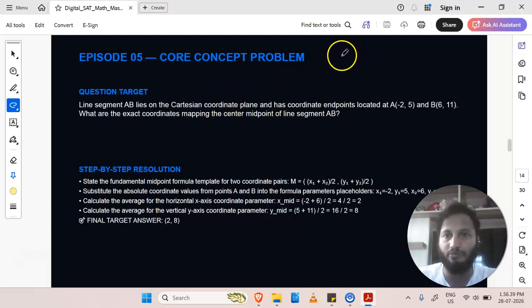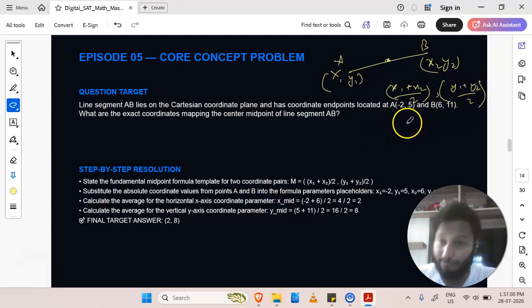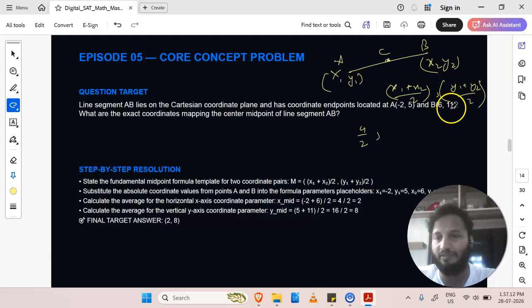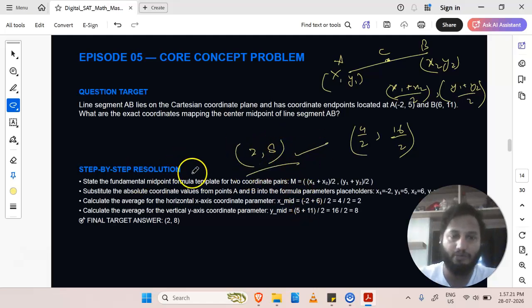Simple. So we know for a line segment with endpoints (x1, y1) and (x2, y2), the midpoint of this line segment AB is found by (x1 + x2)/2, comma, (y1 + y2)/2, which corresponds to the abscissa and ordinate respectively for the midpoint, let's say C, of this line segment AB. So similarly, we'll be using the same format. -2 plus 6 is 4, divided by 2, comma, 5 plus 11 is 16, divided by 2. So the coordinates of the midpoint are (2, 8). Simple. Getting to the next question.